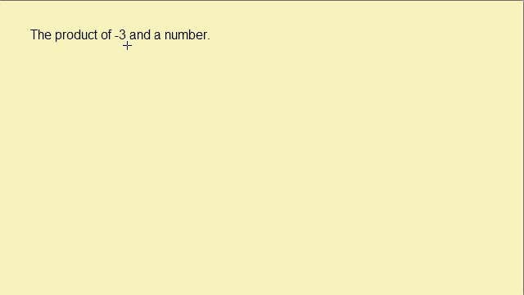Let's take a look at another one. The product of negative 3 and a number. Product means to multiply. So the product of negative 3 and a number, our number here, is x. So we have negative 3 times x.